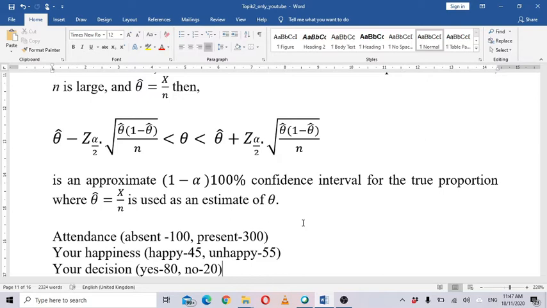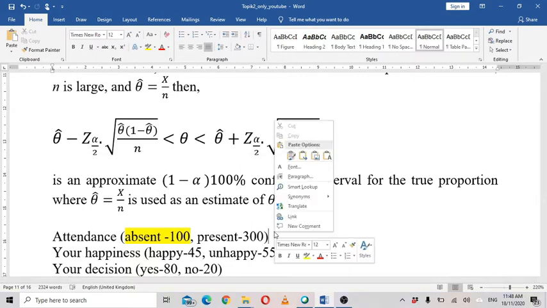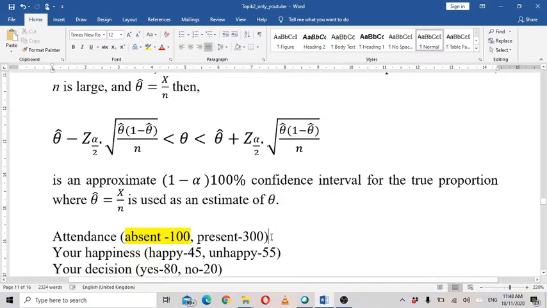From this situation, your theta hat depends on the question, depends on your interest. Let's say your interest is absent, which means your theta hat is 100 over 400. How do I know 400? The total is 100 plus 300, which is 400. So theta hat is 100 over 400.